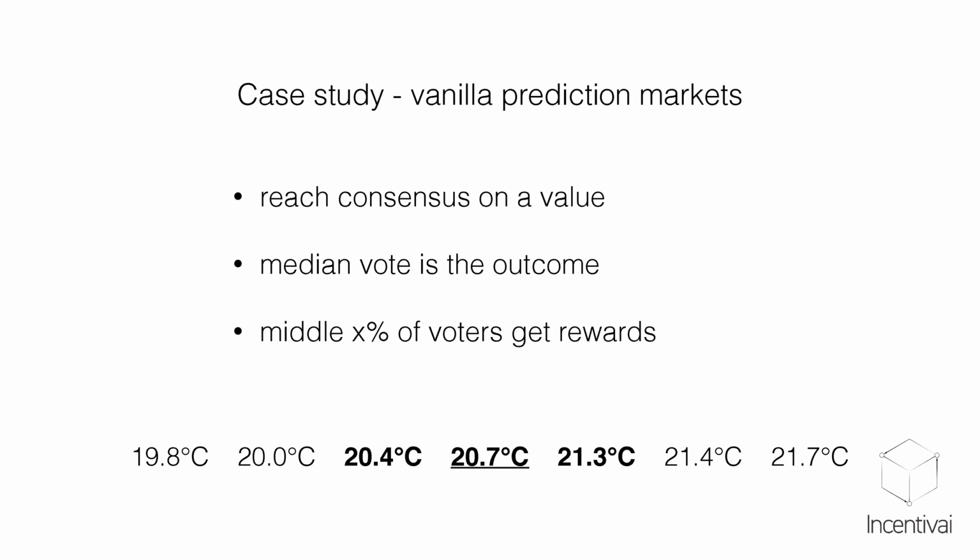Okay, so now let's go into a very simple case study, which will show off how it actually works and how you can actually use it. I called it a vanilla prediction market, but actually a more accurate way to say would be a decentralized oracle, with no commit-reveal scheme. So we're going to assume that all the votes are public. What we want is for agents to vote and reach consensus on a particular value, like the temperature in London on a particular day. We're going to assume that the median vote is the outcome, and that the middle X% of voters get rewarded.